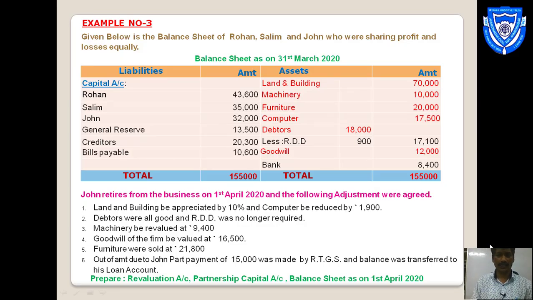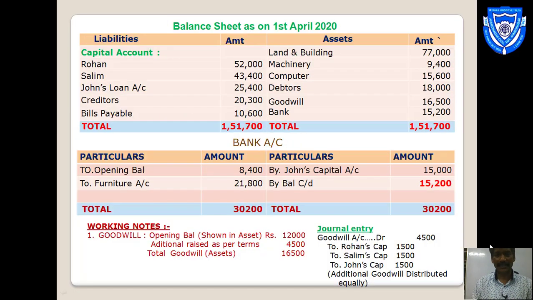Then computer, rupees 17,500. Again it is said that computers were reduced by rupees 1,900. That means we must deduct rupees 1,900 from the opening balance of computer, that is 17,500, and at last the balance in the outer column is rupees 15,600.